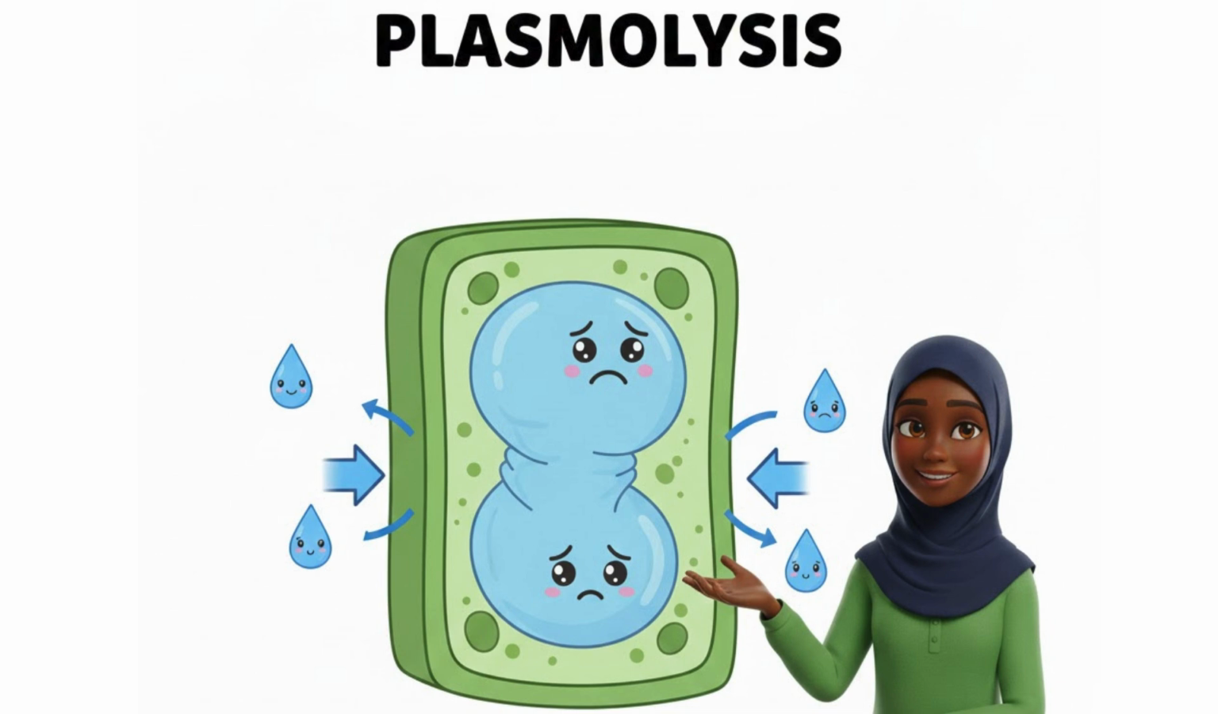Plasmolysis occurs in plant cells when they are placed in a concentrated solution, such as salty or sugary water. In this situation, water leaves the cell through osmosis, causing the cell membrane to pull away from the cell wall. As a result, the cell shrinks and then it becomes weak.